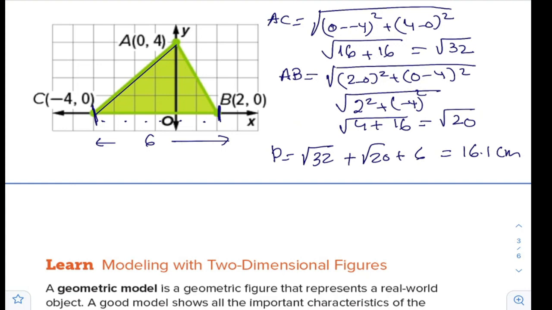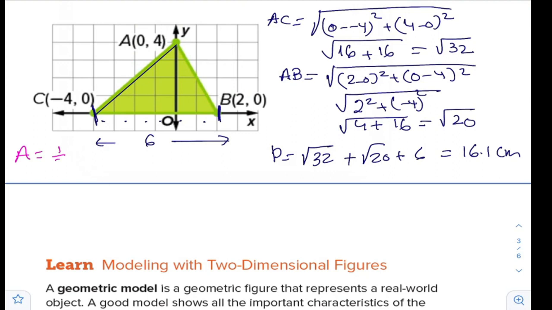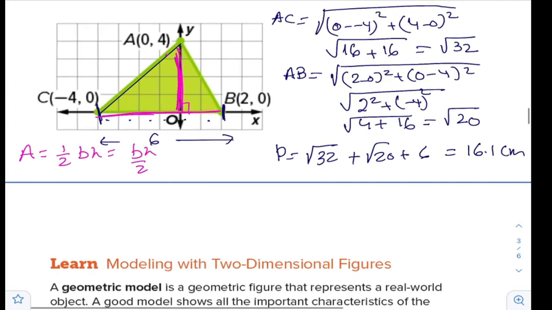Now, what about the area? Let's change the color here. Area of the triangle is half base times height, or you can say base times height over 2. So this is my base, this is my height. So 1, 2, 3, 4 is the height. Your height should be always perpendicular to the base. So it is 4 times 6 over 2, which is 12 centimeter square.